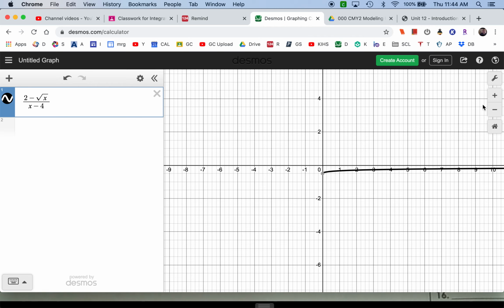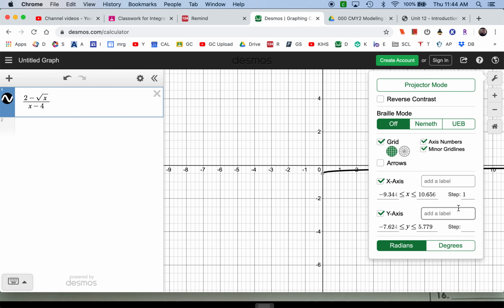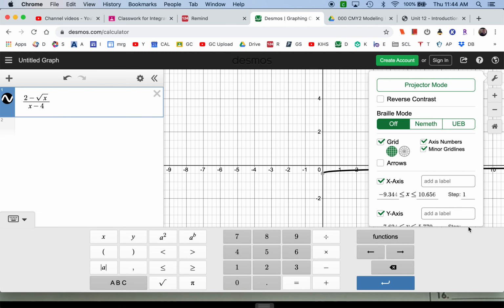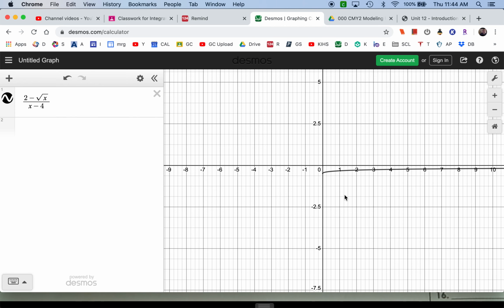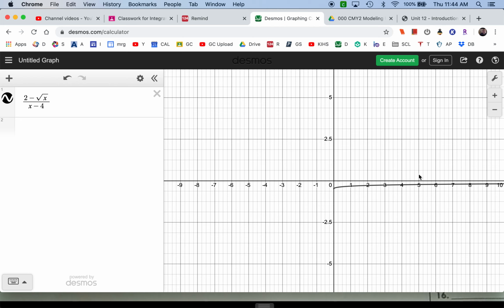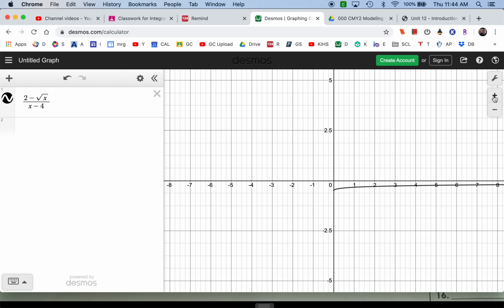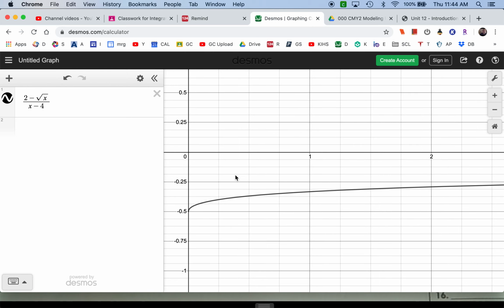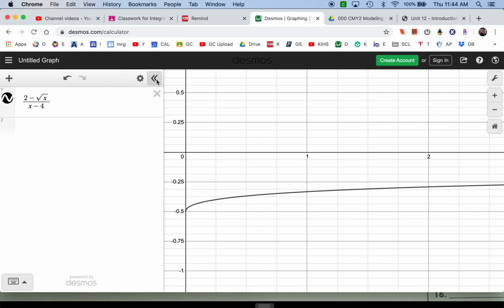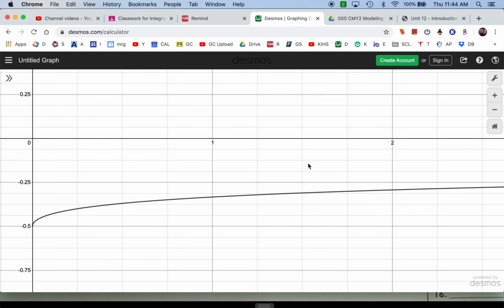So if I make the scale a little smaller, especially on the y, so if I make that scale like a quarter or a half, could you see it? And as I zoom in here and press the home button, I'll zoom in here. So again, it says x approaches 4, right? Yeah.